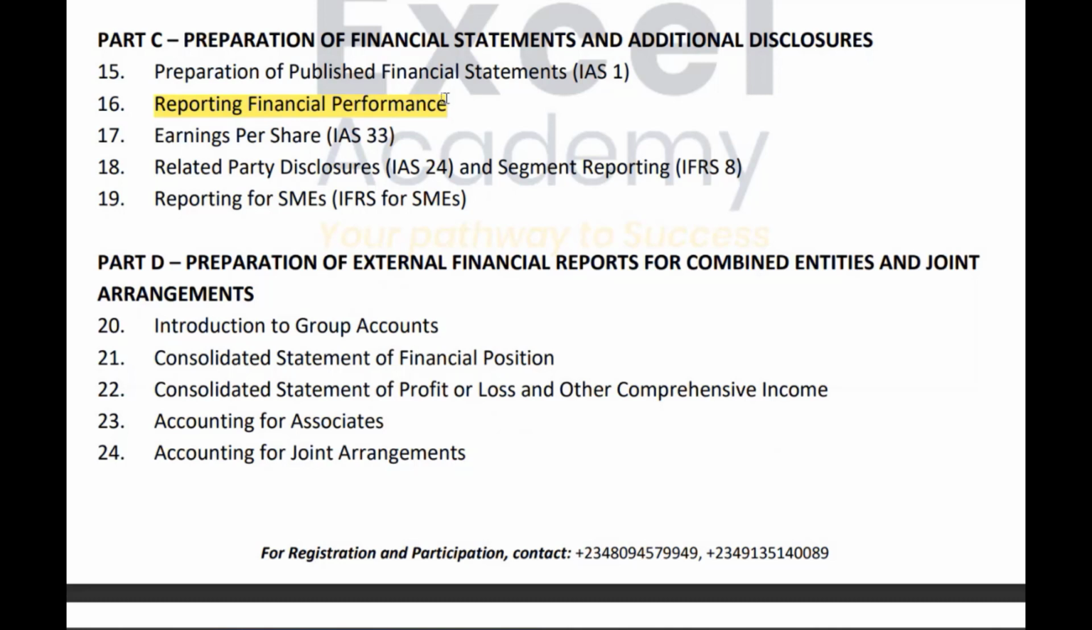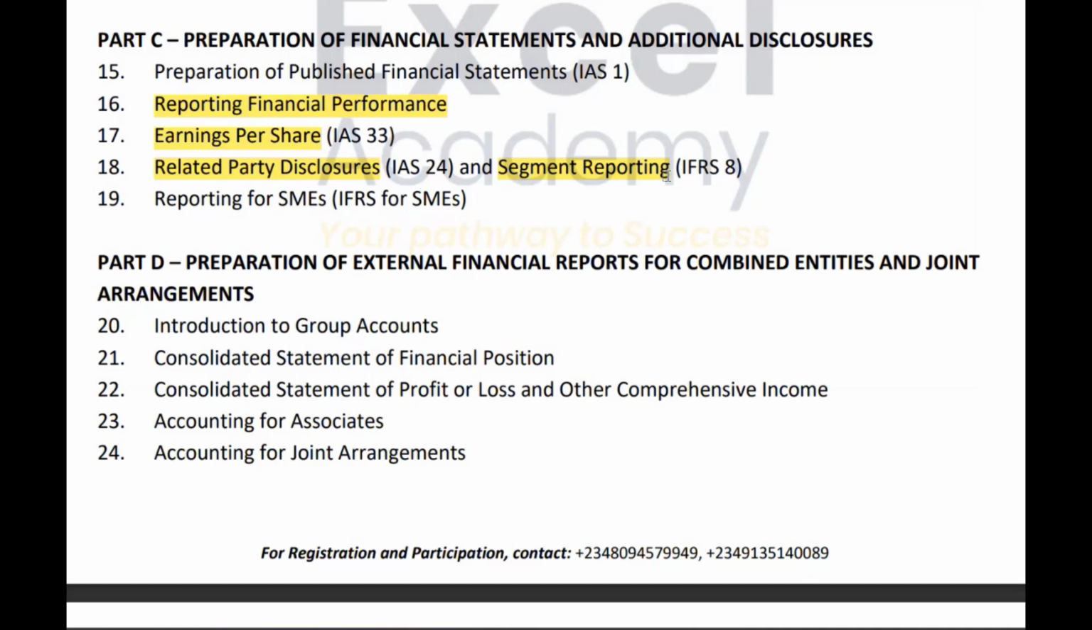We also have another standard, which is IAS 33, which talks about earnings per share. We also have related party disclosures, which is IAS 24. Then we have segment reporting, IFRS 8, or operating segments. How do we report operating segments? We're looking at it. Then we also have IFRS for SMEs. That ends the third part of this syllabus. We'll now be looking at the fourth part of the syllabus, which is majorly on group accounts.